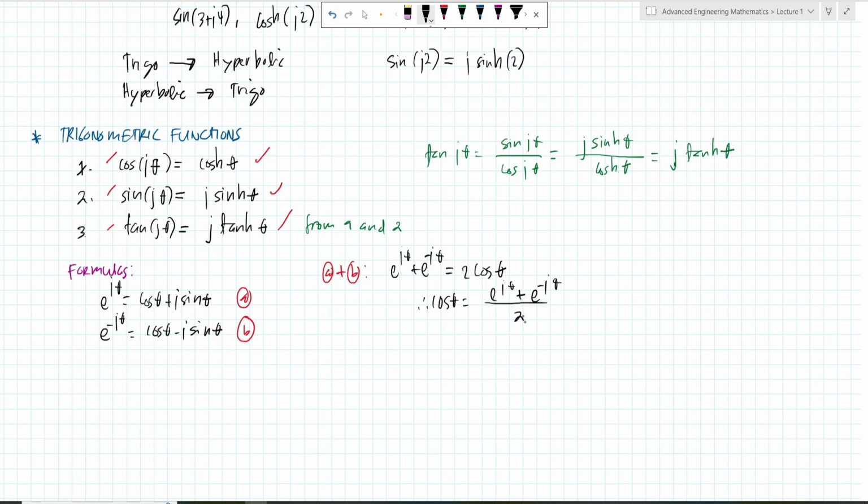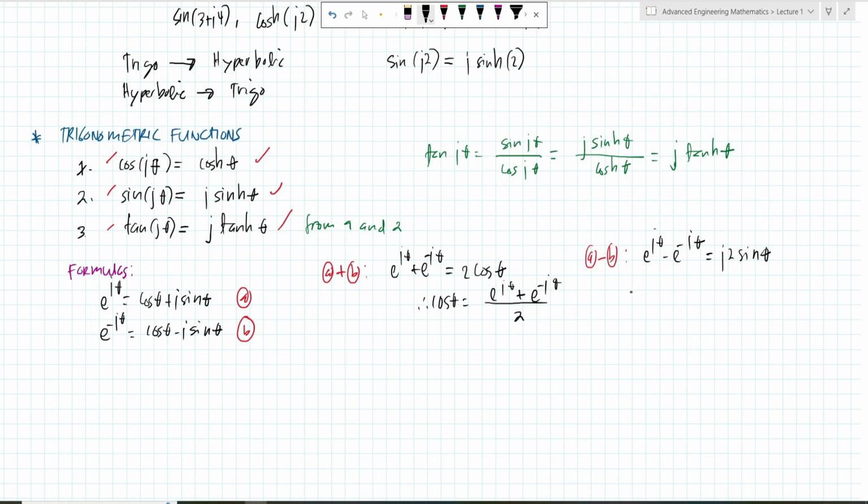Okay, next is what if we subtract the two equations, equation A and equation B. So what will happen? The left side is j theta minus negative j theta, then j sin theta minus negative j sin theta becomes 2j sin theta. So that is equal to j2 sine of theta.